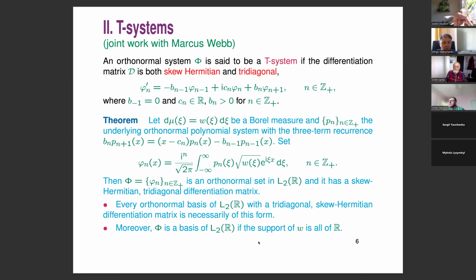But it doesn't mean that the system is a basis of L2. What we want is not just to have an orthonormal system, but we want this orthonormal system to be a basis of this whole space. The answer is it is a basis of the entire space if and only if the support of w is the whole space, or the closure of the support of w is the entire space.